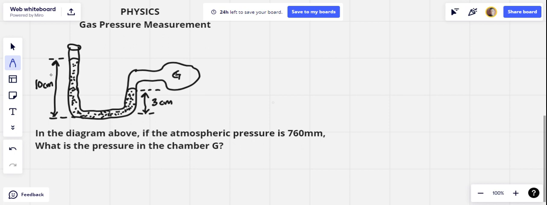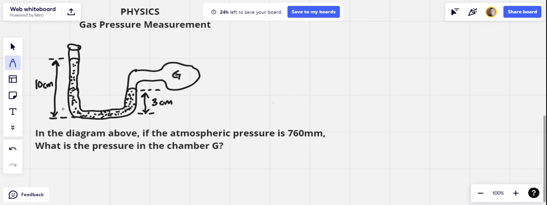On this other side, we have 10 cm. That's the height of the mercury on the left side of the manometer, while on the right side, where we have the gas chamber, the height of the liquid. Did I say mercury? Well, they didn't specify what kind of manometric liquid they are using. They only told us the atmospheric pressure is 760 millimeters. That's pressure height, so I can't just assume that's mercury.